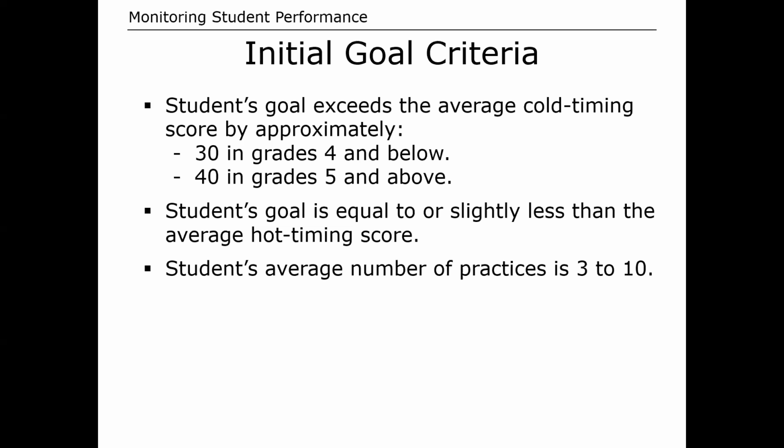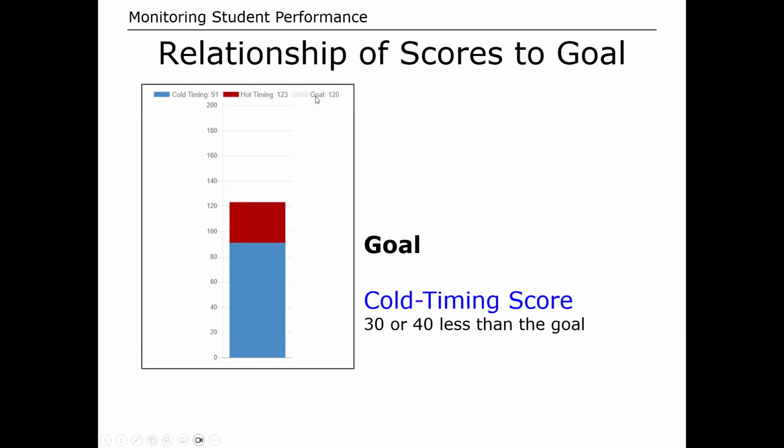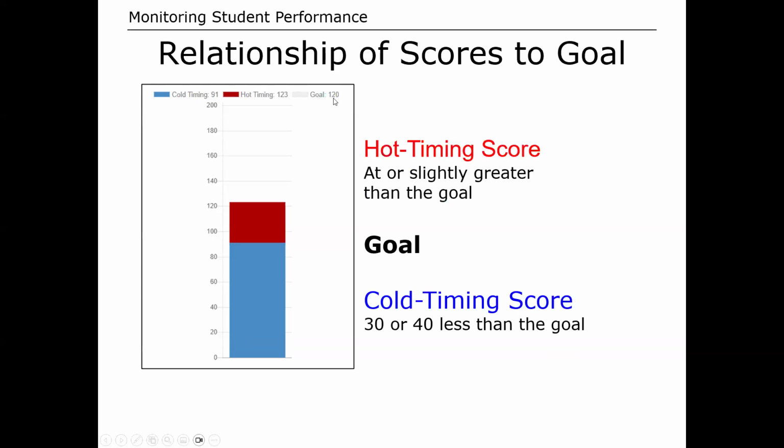Now, if you're somebody who prefers pictures when learning something instead of written words, here is all this information in picture form, the form that you will see on your student's report. The cold timing score should be 30 or 40 less than the goal. I have the goal listed here as 120. The hot timing score should be close to the goal, slightly greater or equal to, but not by a lot. And if it is by a lot, that just indicates that a change is needed.